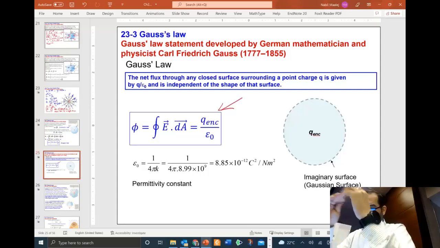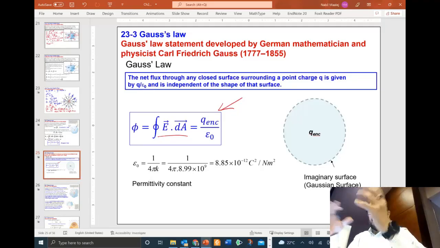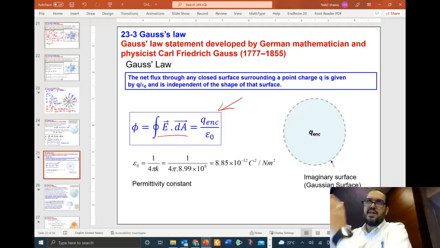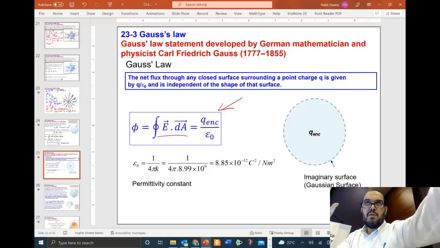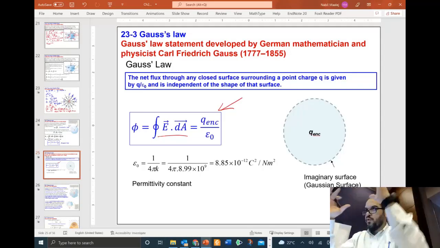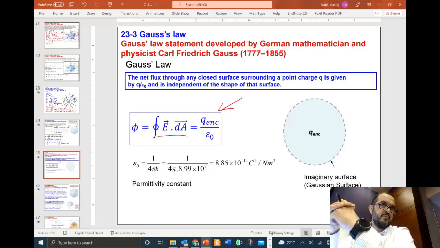So this is a general rule. The flux through any closed surface, this is the definition of the flux, is just equal to the charge enclosed by that surface divided by epsilon 0. It simplifies our lives. If you give me a closed surface and tell me what's the charge inside it, I can tell you what is the flux. Or vice versa. If you give me a closed surface and the flux through it, I can tell you what's the charge inside it. It's like magic.